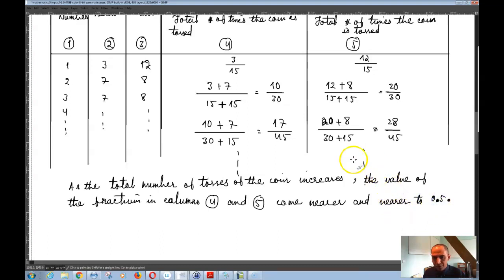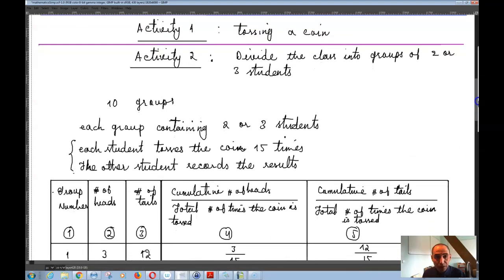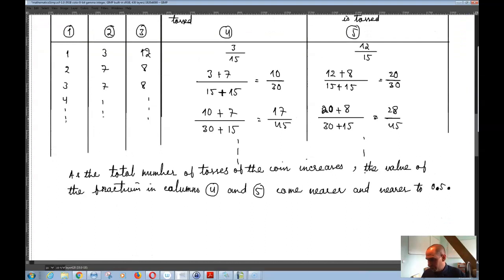Okay. So that is basically that situation. Basically, that is activity number two. Now there is another activity. Now I don't really remember how we got here. Oh, we wanted to calculate a couple of things.